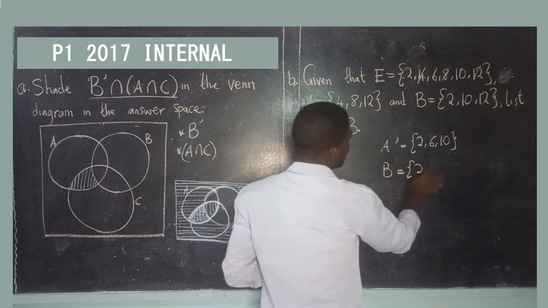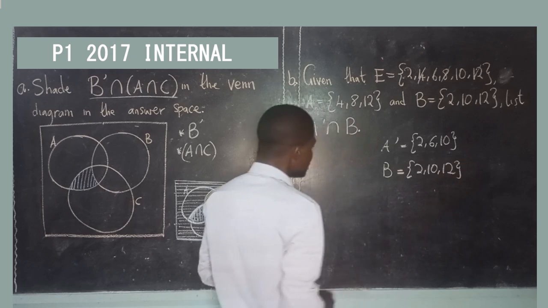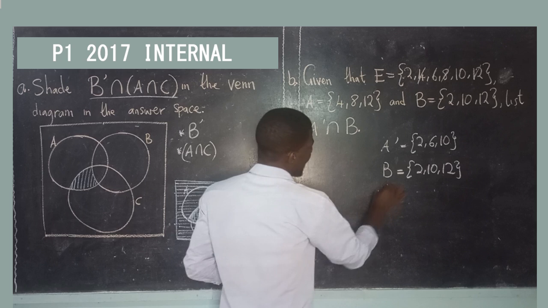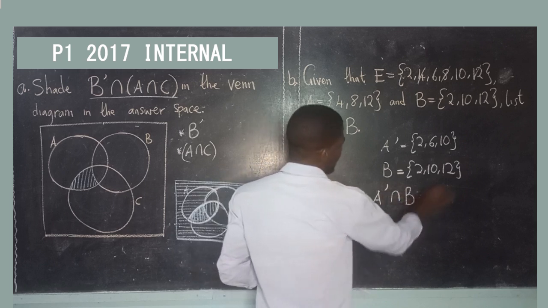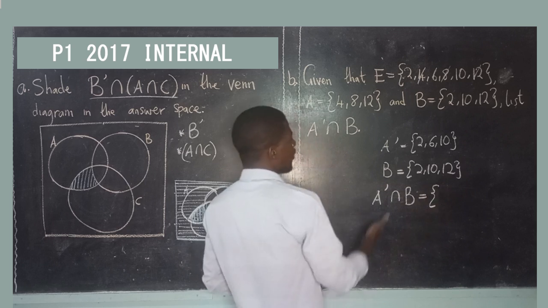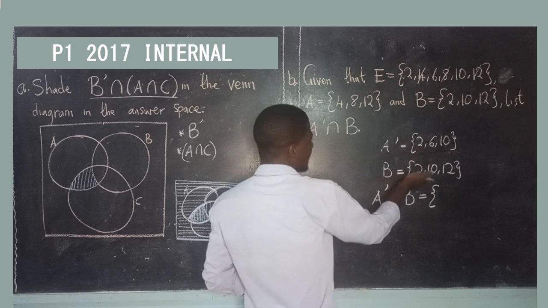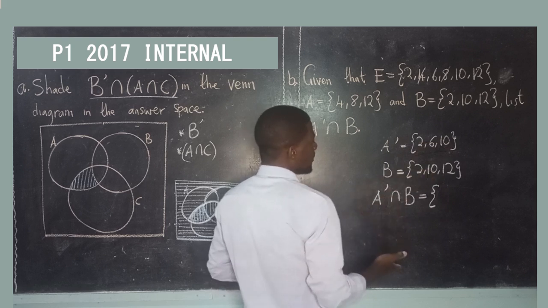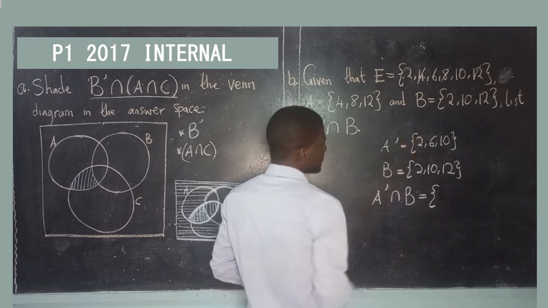Our B is 2, 10, and 12. The question tells us that we should list A complement intersection B. This should be, now we are comparing A complement, which is that one, and B. So what do we have in common between A complement and set B?